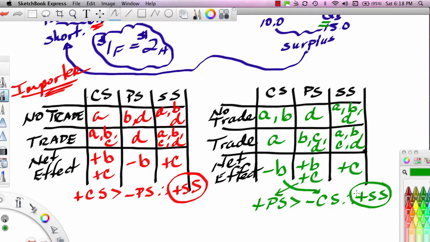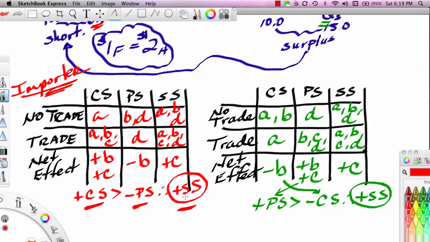Contrary to the mythology around importation, the importer actually wins because the gain to consumers, look over here, I'll change my ink color, the gain over here to consumers exceeds the loss that producers incur. Therefore, there's a net societal gain from importing. So again, there's winners and losers in each country, but both countries win by trading.